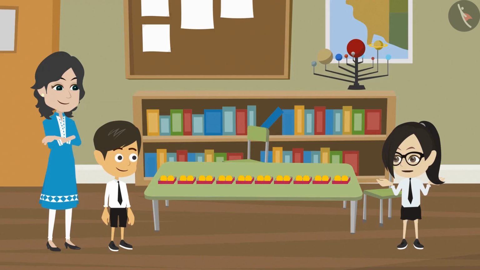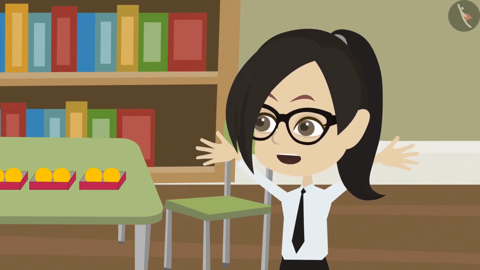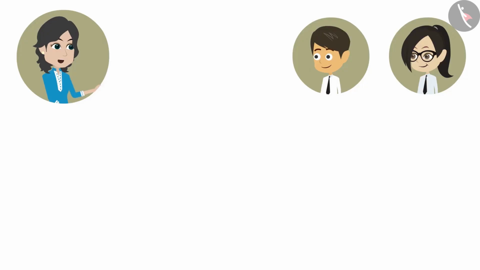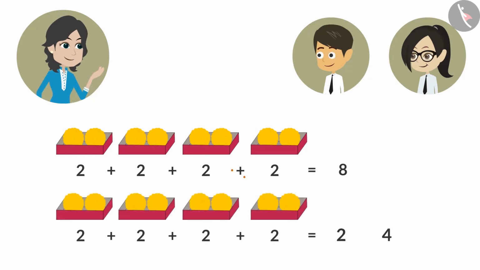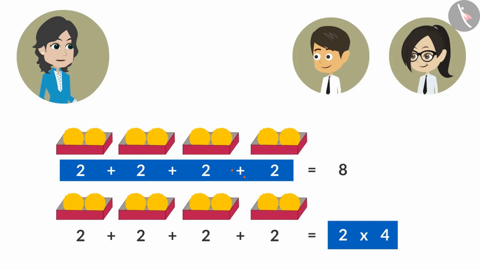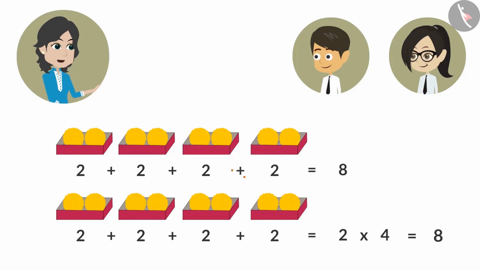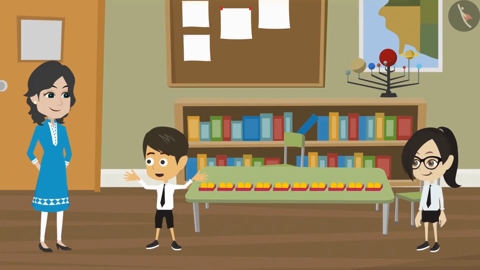But why did you multiply? We are adding them together to find the total number of laddus. See, Vandana, to know the number of laddus in 4 boxes, you have added 2 four times. Instead of this, you can multiply 2 by 4. Multiplying 2 four times means adding 2 four times. That is why both answers are the same, which is 8. That means if you multiply 2 by 10, will the answer be the same as if you add 2 ten times?